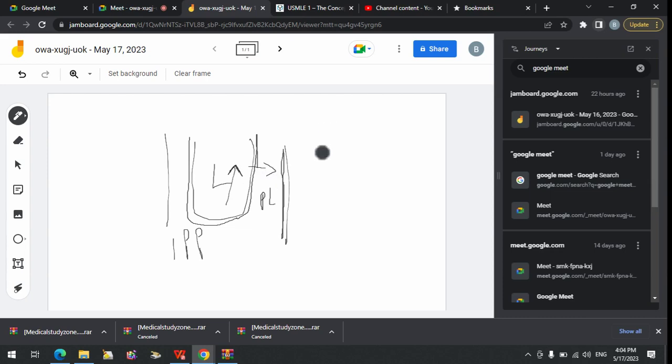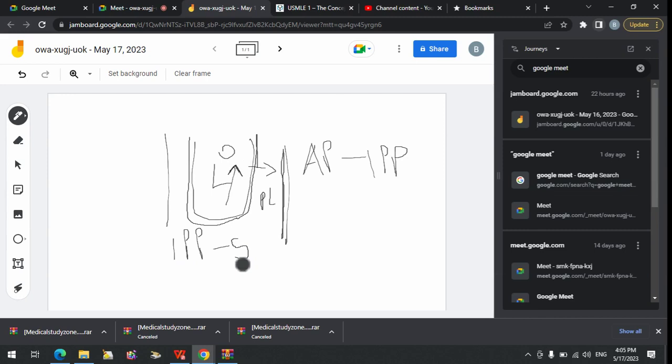The transpulmonary pressure is the difference between the alveolar pressure and the IPP, the intrapleural pressure. Now, at rest, the alveolar pressure is 0 millimeter of mercury. The intrapleural pressure is -5. It's always a negative pressure, -5.